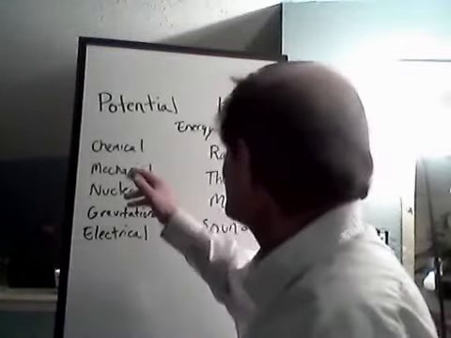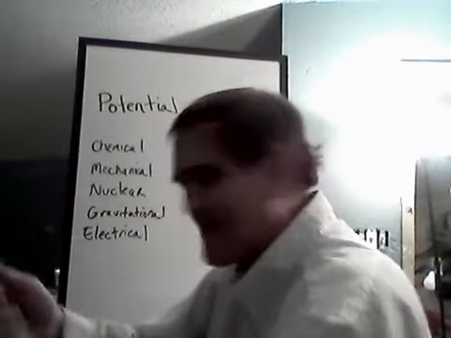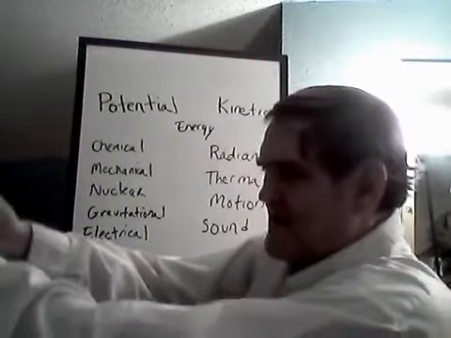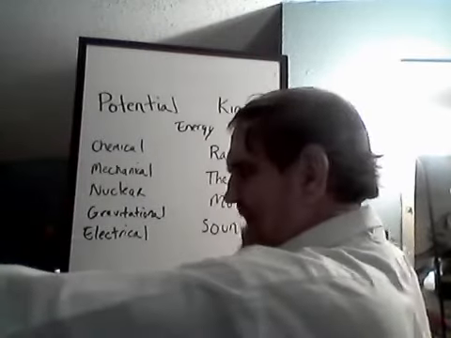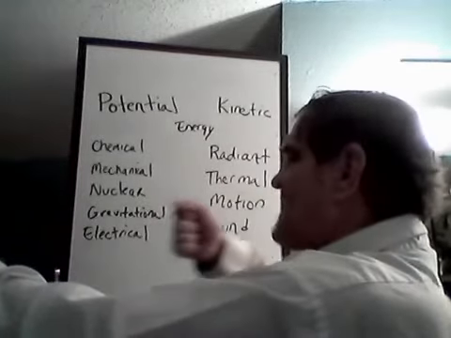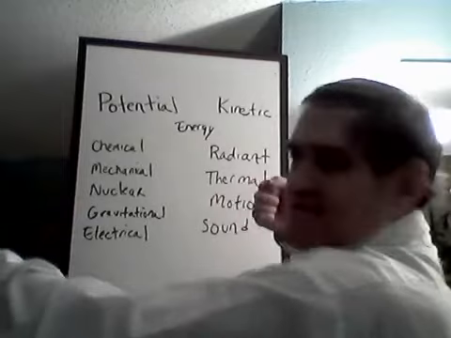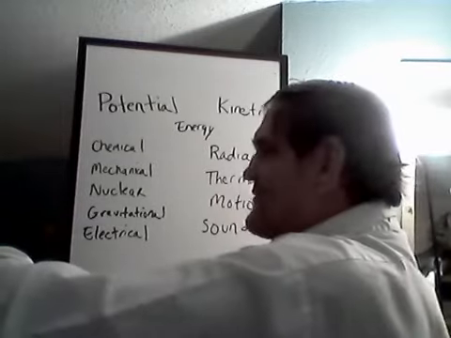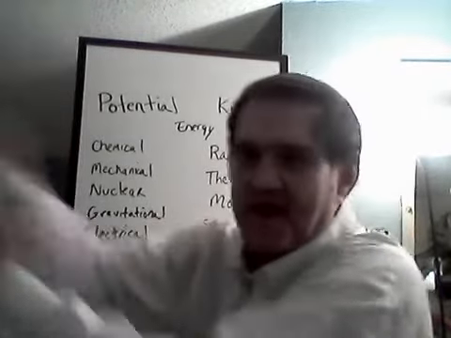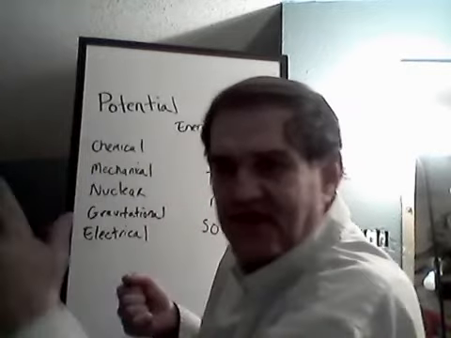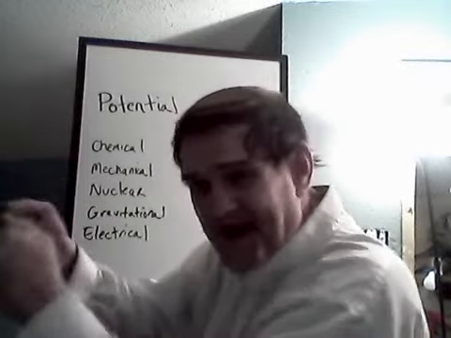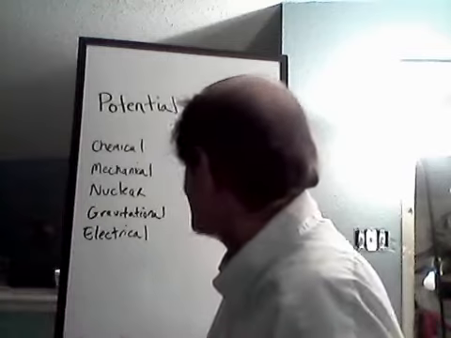Okay? Then there's mechanical. Have you ever played archery? You've got that bow and arrow and you're aiming it back. You're pulling back on that string, or whatever you call that thing you pull back on, I don't know what they call it. And if you let it go, that arrow's going to fly. Well, pulling it back, that's potential energy. Or a rubber band stretched, potential energy.